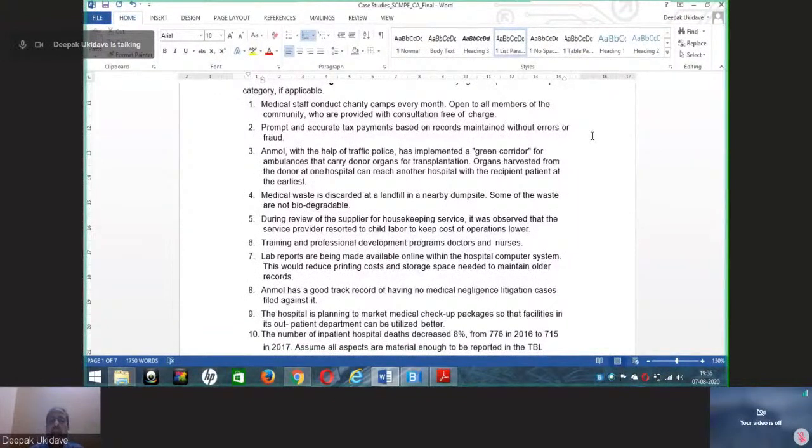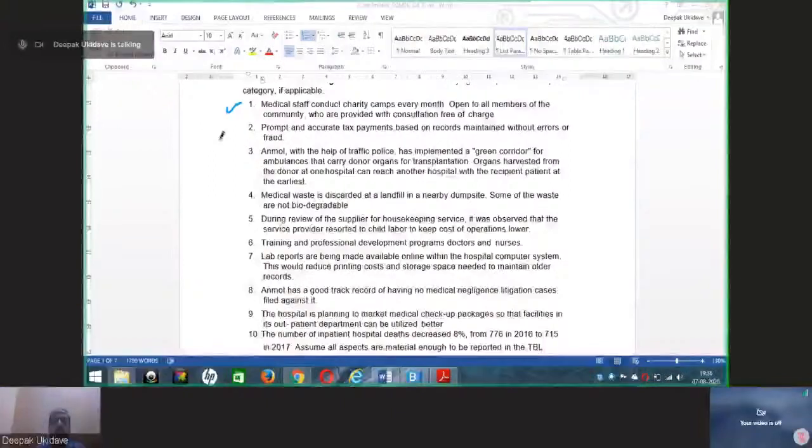Number one, medical staff conducted charity camps every month. Medical staff, we are on the first one. Medical staff conducted charity camps every month, open to all members of the community who are provided with consultation free of cost. You know, there are charity camps on a monthly basis where free consultation, free testing of eyes, free advice is given to the people in the nearby area, that is the community.